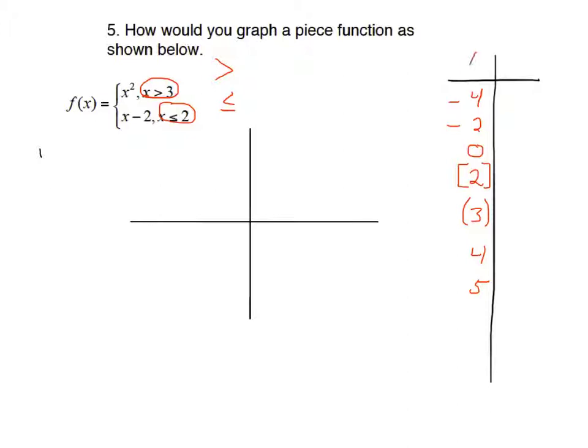Let's go ahead and create the range values from these domain values. We take negative 4, plug in negative 4 minus 2, negative 6. Negative 2 minus 2 is negative 4. Plug in a 0, 0 minus 2, negative 2. Plug in a 2, 2 minus 2 gives you 0. Now I'm going to plug in the 3. 3 squared is 9, and remember that's going to be open. 4 squared is 16, and 5 squared is 25. Now it's a matter of scaling it.